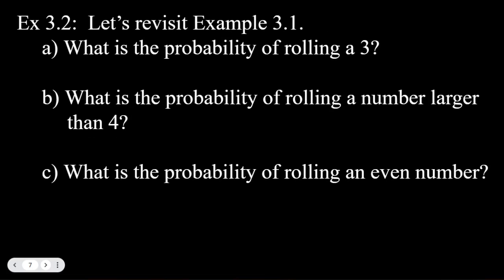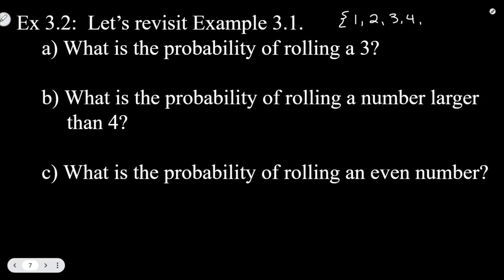Let's revisit our example 3.1 with the die. What is the probability of rolling a 3? Once again, we know that our sample space was 1, 2, 3, 4, 5, and 6. There's only one way the 3 can occur. You have to get a 3. So the top number in our fraction is going to be a 1, and the total number of outcomes that we have is 6. So the probability of rolling a 3 from your fair die would be 1/6.